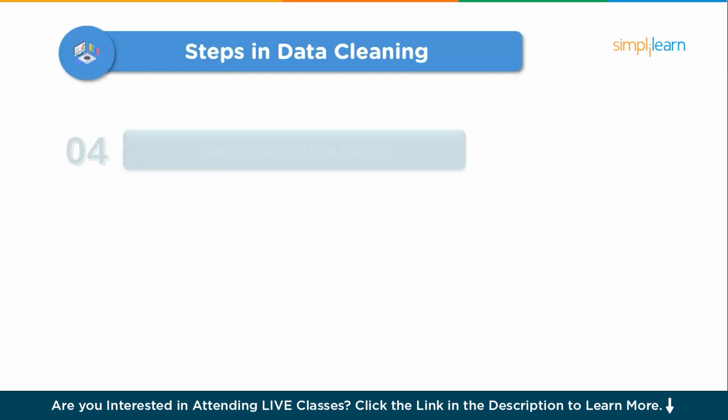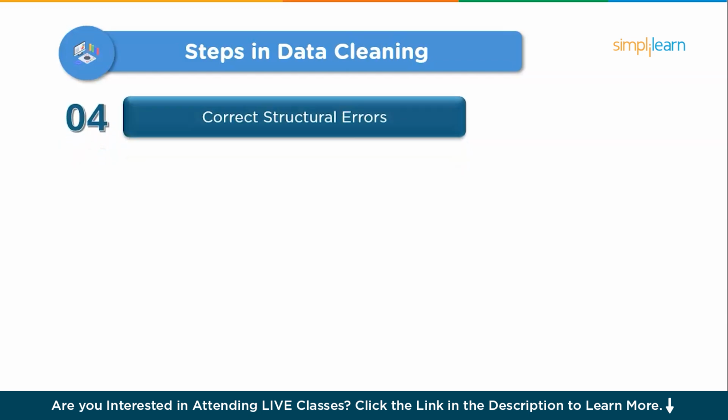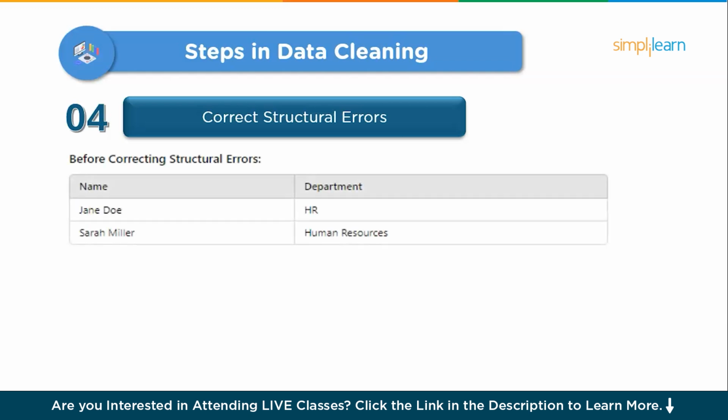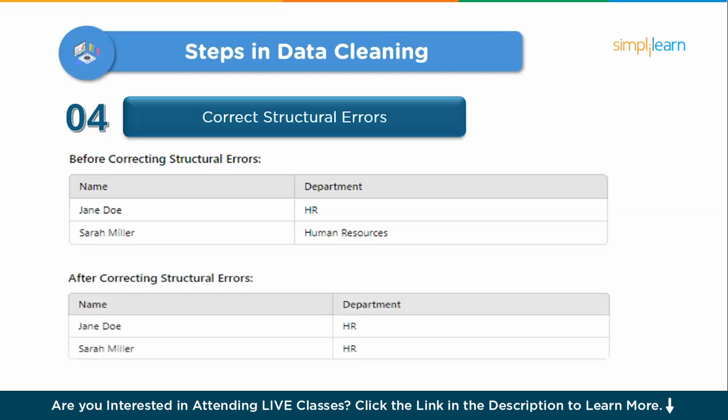Now moving on to the fourth step, that is correct structural errors. In this step, you correct issues such as inconsistent formatting. For example, you might see the department names recorded differently, like in one place the department is human resources, and in another the department is written HR. So after we handle it, the department should be written in the same format, either HR or human resources.